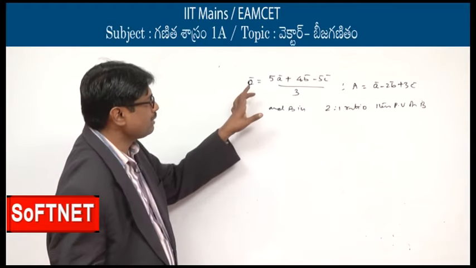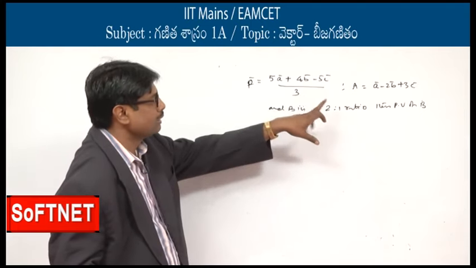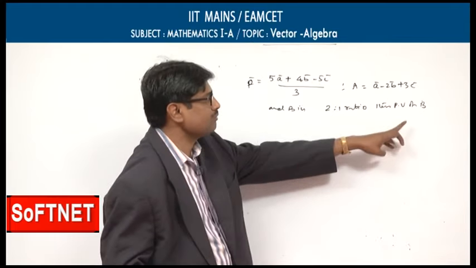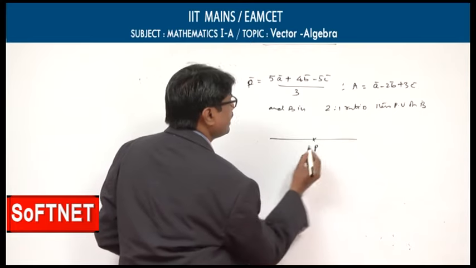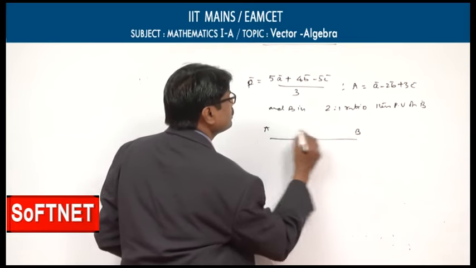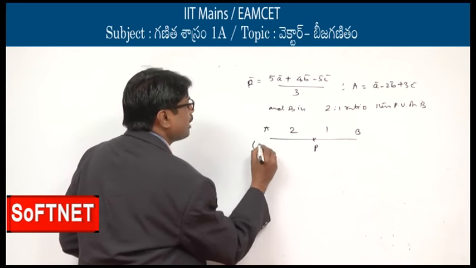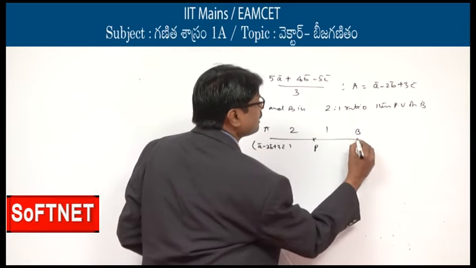A point P, 5A bar plus 4B bar minus 5C bar by 3, divides AB in the ratio of 2:1, then find the position vector of B. A point P divides AB bar in the ratio of 2:1, and the position of A is A bar minus 2B bar plus 3C bar, then find the position vector of B.